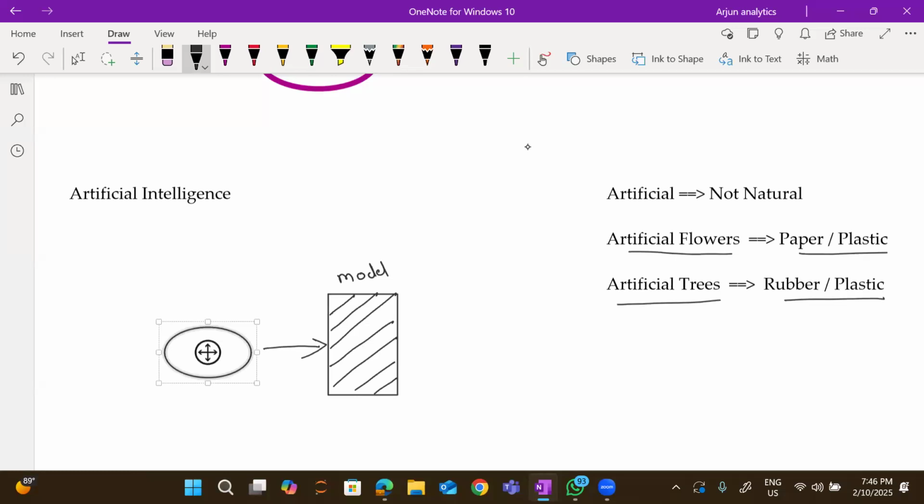Okay, we are going to give the data to this model, and from the data, this model will take the intelligence. We don't need to worry about it. It will take the intelligence. Now you may get a doubt over here.